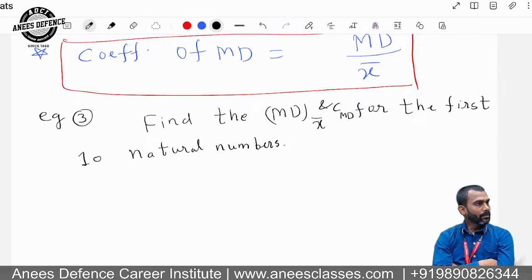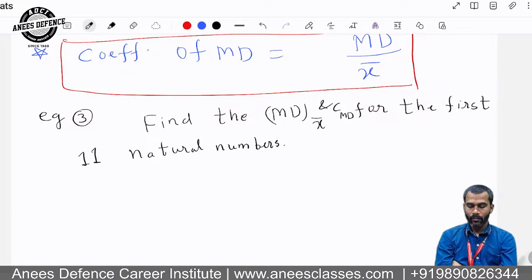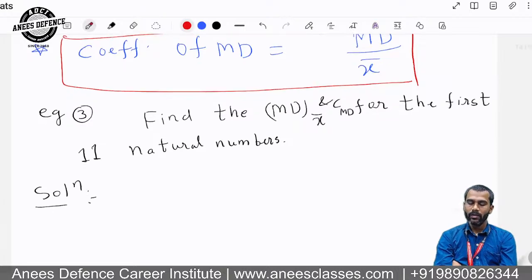For symmetrical data, mean is equal to median is equal to mode. So for symmetrical data, mean deviation about median, mean deviation about mean, mean deviation about mode, all will be equal. Please try. Very easy. Instead of 10, just write 11 for simple calculation. Okay. Now what is mean? First of all, we have to find out mean, isn't it?